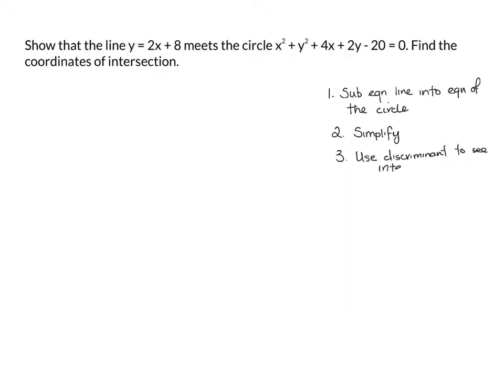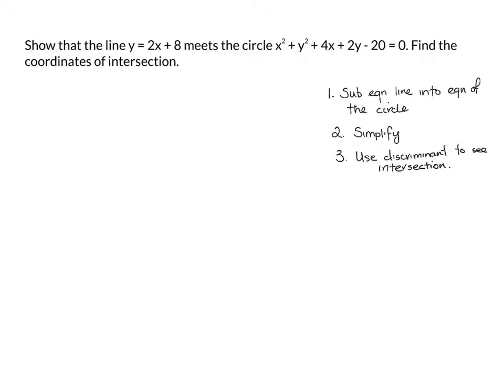Assuming that they do meet, this one says that they do, but it still says show, so you still need to prove that they do meet, and then find the coordinates of intersection. The coordinates of intersection will be the roots of that quadratic that we get once we've subbed it in and sorted everything out.